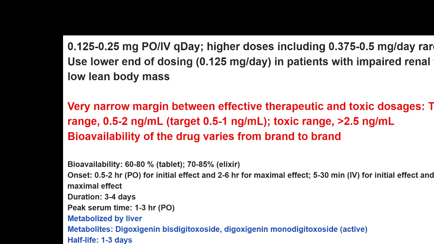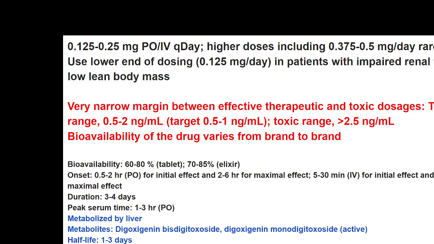Digoxigenin monodigitoxide is also active, and it can produce the same effect. Hence, this is excreted through the kidneys, and if the patient has a renal pathology, there could be accumulation of the digoxigenin monodigitoxide, and that would enhance the cardiac activity and toxicity could be precipitated. So that's why it's important.